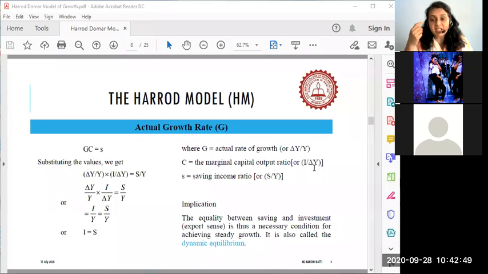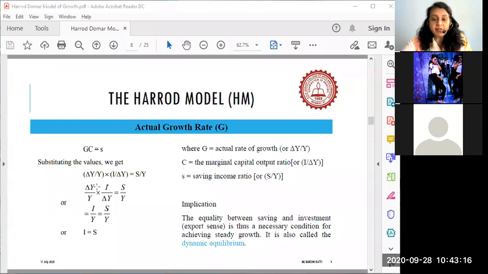Whatever is the consumption and savings, that is what I upon delta y will ultimately give you: S upon y in the economy. That will give you the rate of savings in the economy out of the income. This income, class, is not your and my income. We are talking about the aggregate income of the economy.